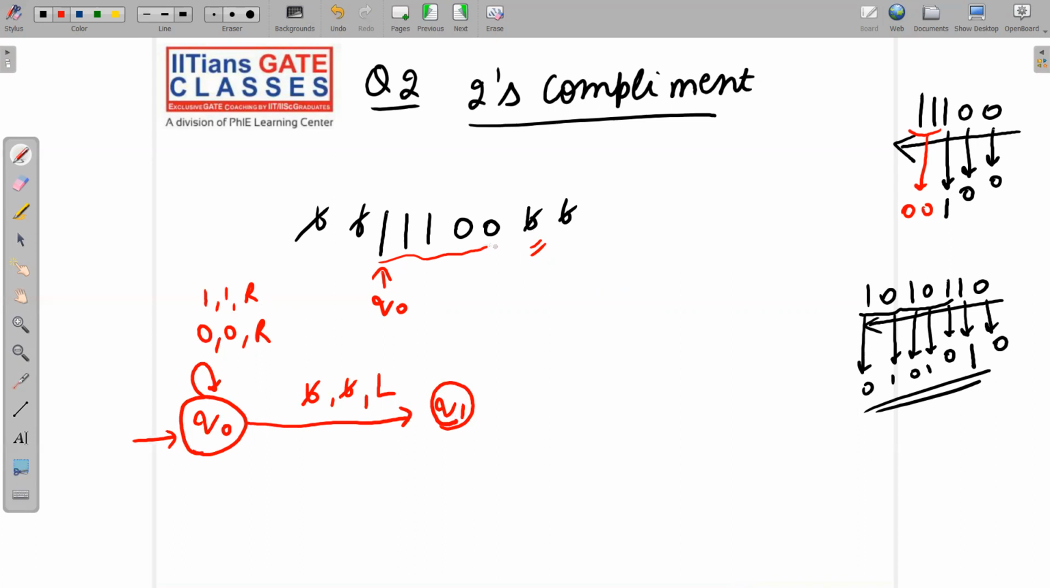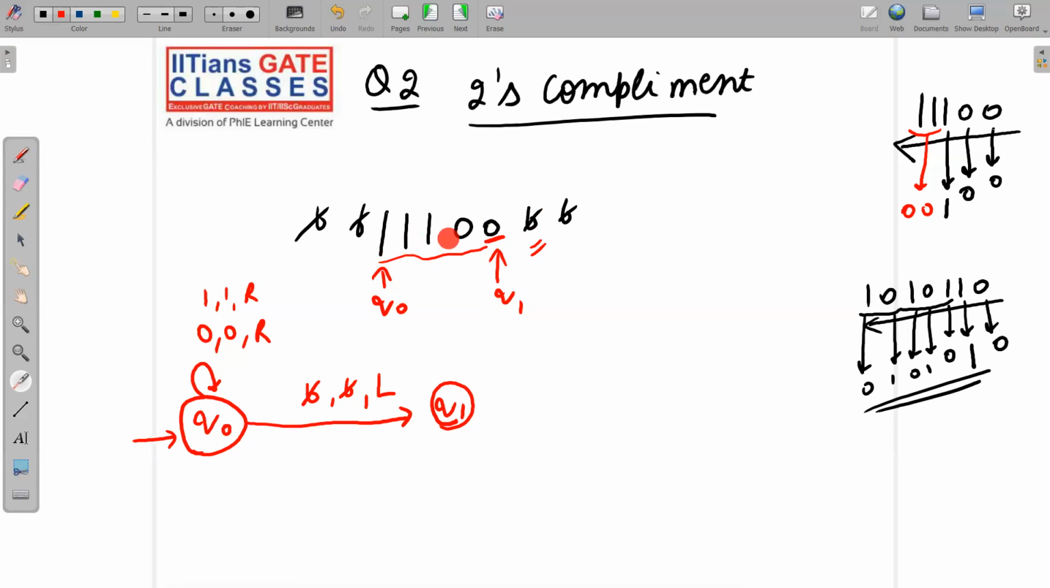So now Q1 will read this 0, because Q0 had read this blank. Blank will remain as blank, and it will move towards the left. So the read-write head will be here, and the state will be Q1. Why have we changed the state? Because now our mindset is changed.